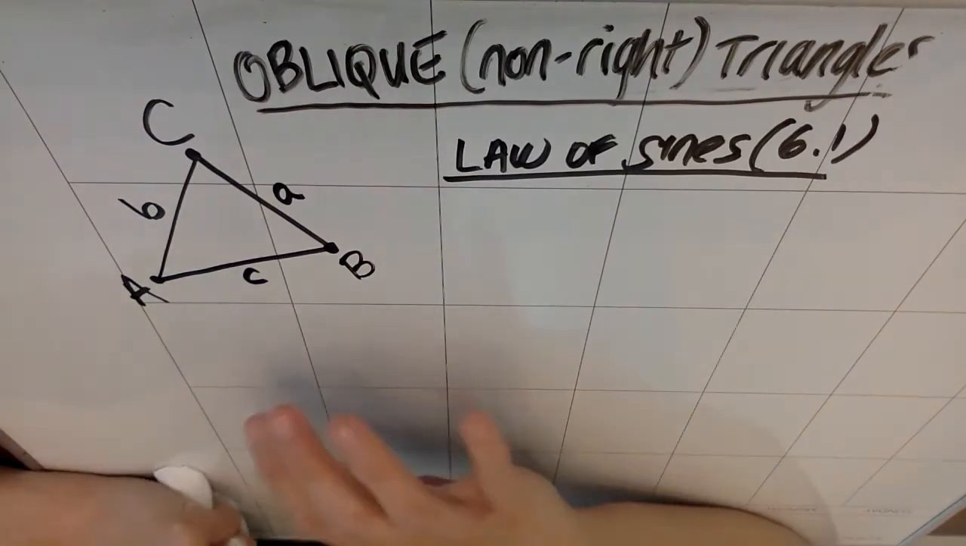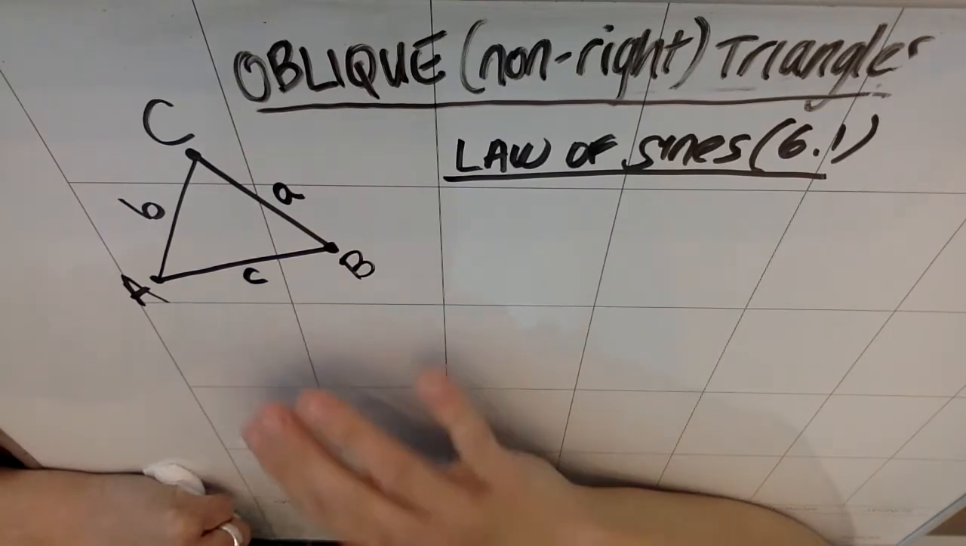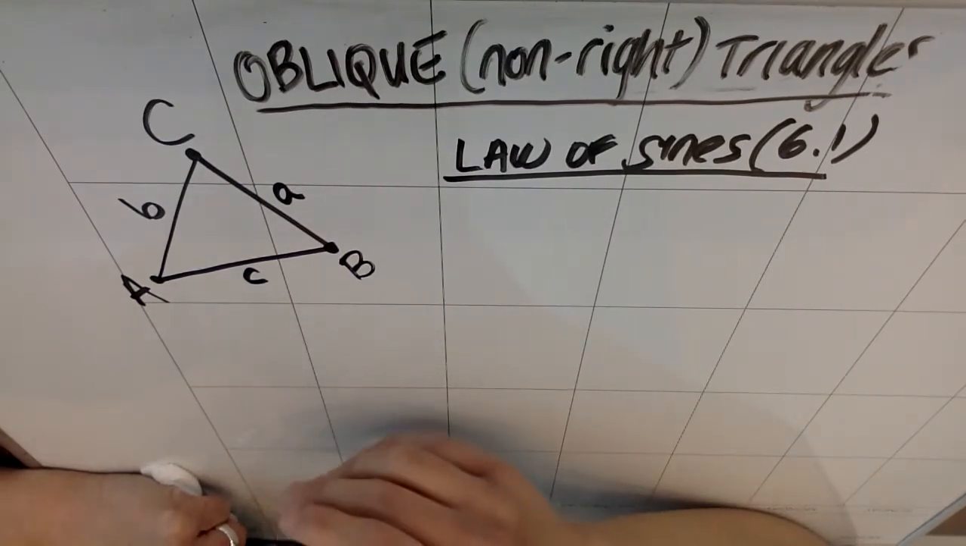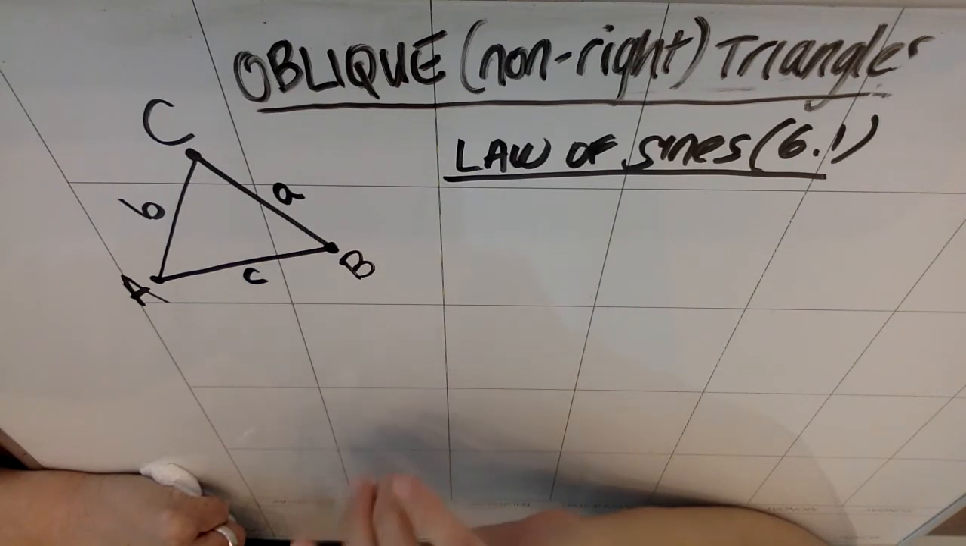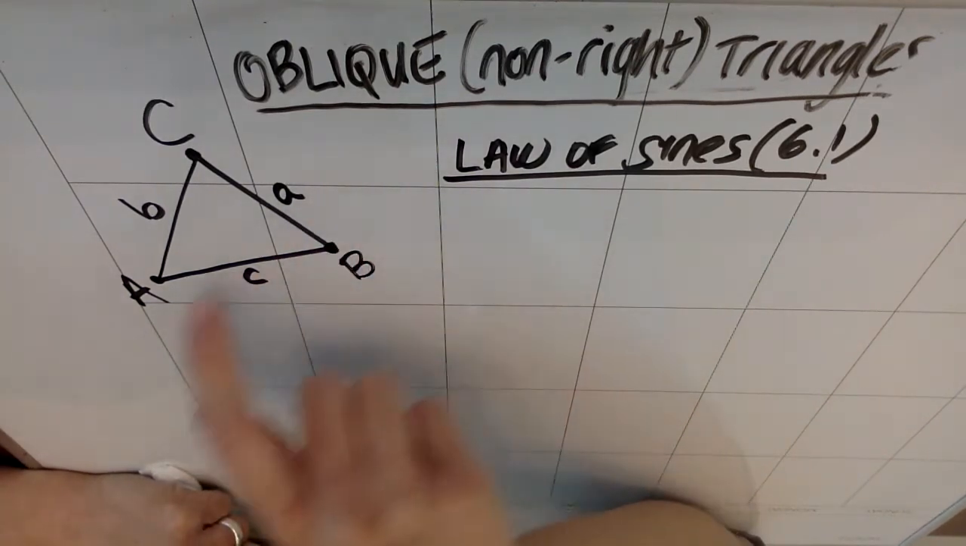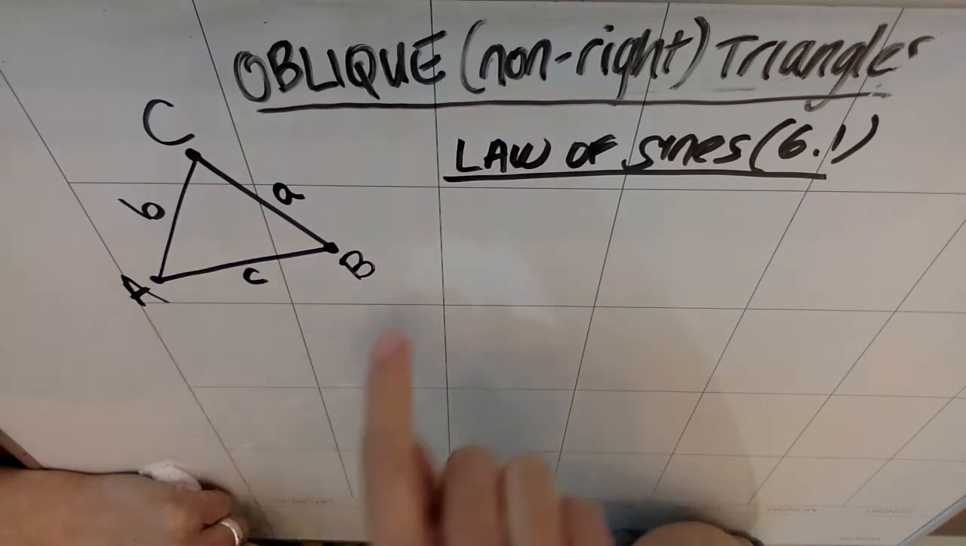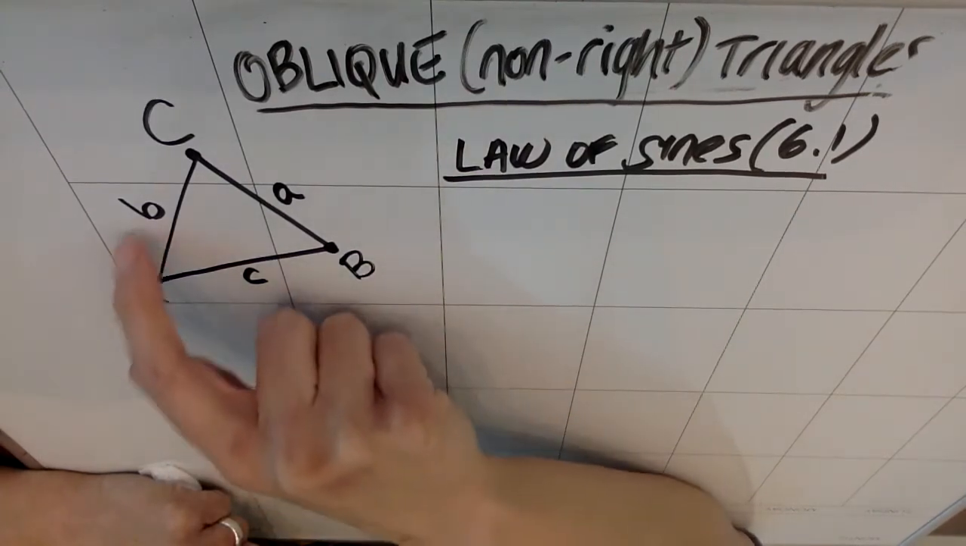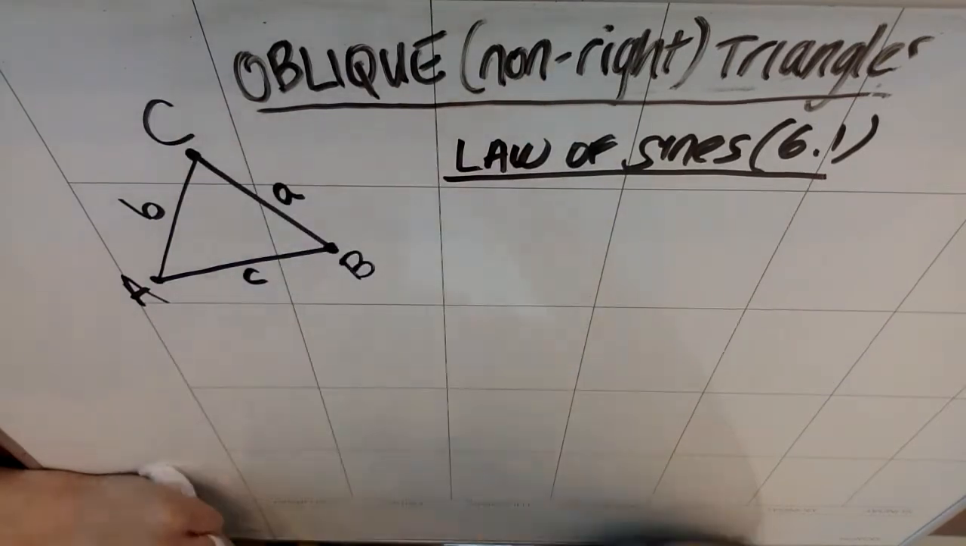So I've drawn some random oblique triangle here with an A, B, and C, capital letters, as my angles and lowercase a, b, and c as the sides. Remember from the last video that side lowercase a should be opposite from angle A. Angle B is opposite little side b, right? Angle C is opposite little side c.